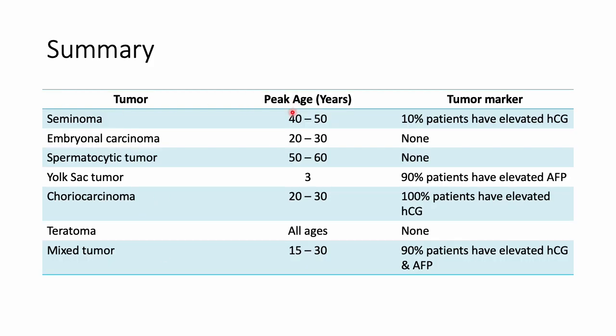So this is a bit of a summary. Seminoma occurs around 40 to 50 years old. For the tumor marker, only 10% have HCG. Next is the embryonal carcinoma, which occurs in patients around 20 to 30. Spermatocytic tumor, 50 to 60. Yolk sac tumor is a bit younger, around 3 years old, and 90% of yolk sac tumors have elevated AFP. Next is choriocarcinoma in 20 to 30 years old, with 100% of patients having elevated HCG. Teratoma occurs in all ages, and mixed tumor occurs in 15 to 30. Based on what type of tumor it is, a different type of tumor marker can be seen in the blood.